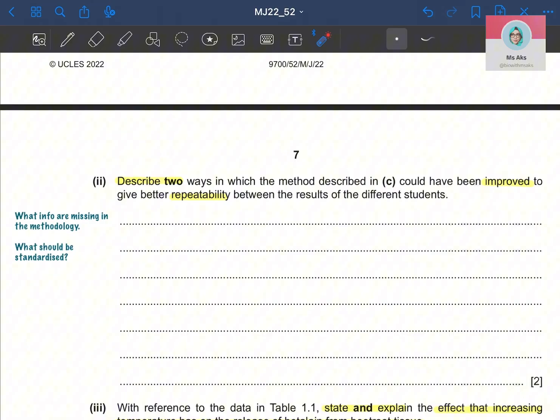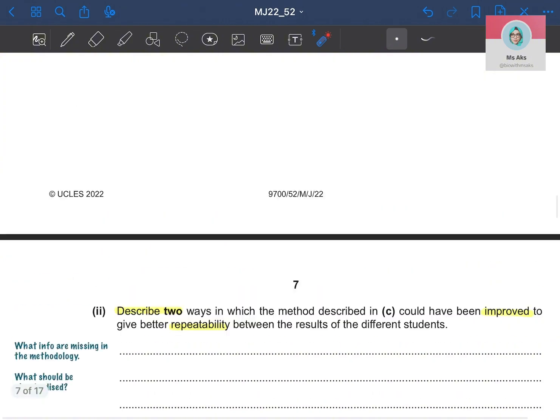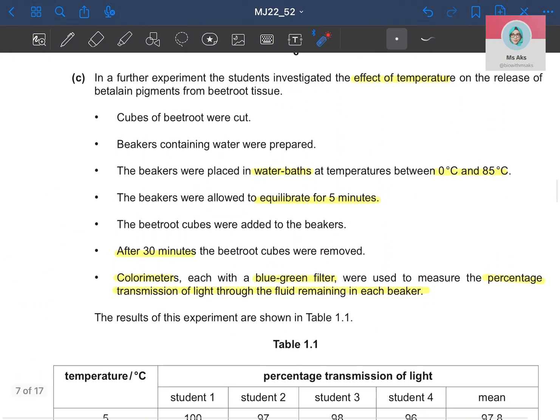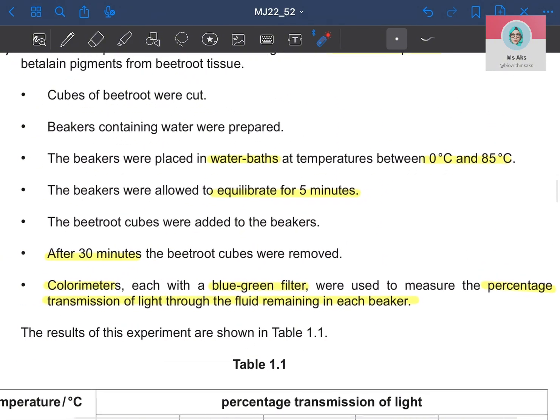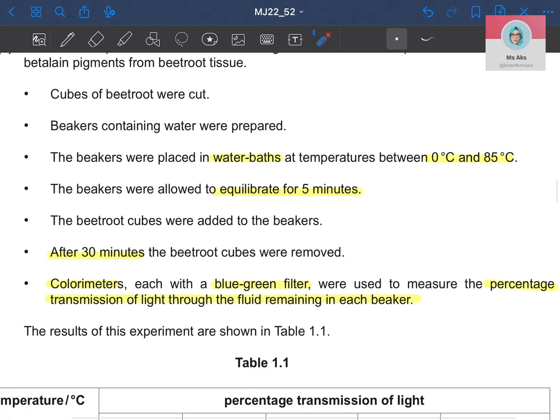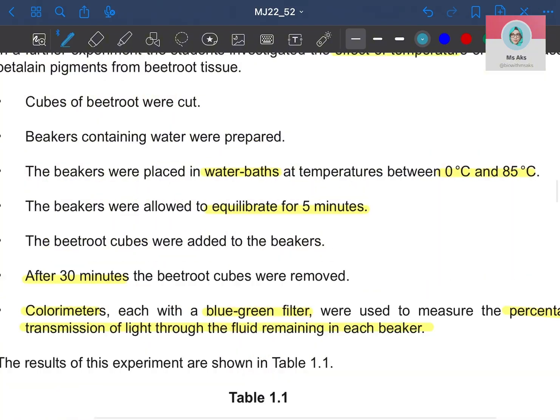Describe 2 ways in which the method described in C could have been improved to give better repeatability between the results of the different students. So meaning, what information are we missing in the methodology, and what are the things that should have been standardized or should be kept constant. If you look at the bits of the methodology that is mentioned here, number 1, what could be the problem here? We can see that they mentioned that the cubes of beetroot were being cut, but there's no information how it's being cut.